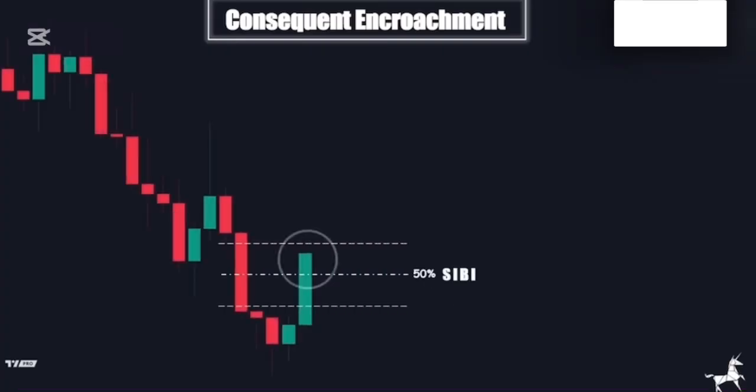For example, in the case of a SIBI, if price re-enters the gap but violates the midpoint without showing rejection, it's often a sign that the market intends to move higher, invalidating the initial bearish imbalance.